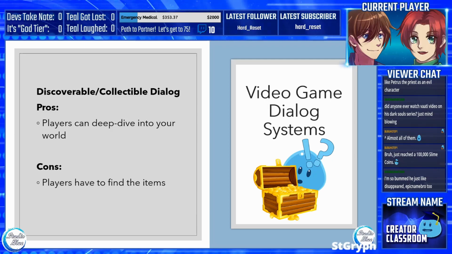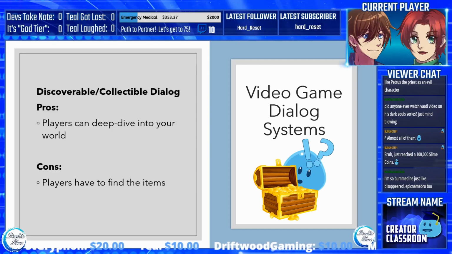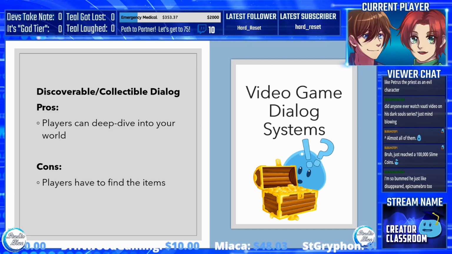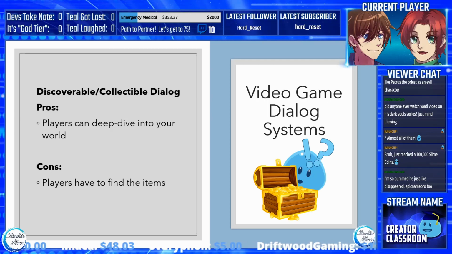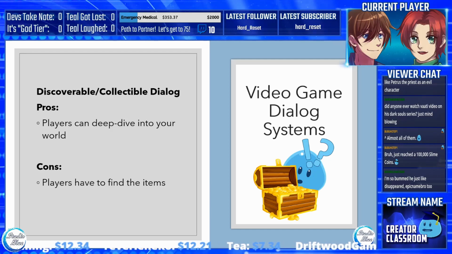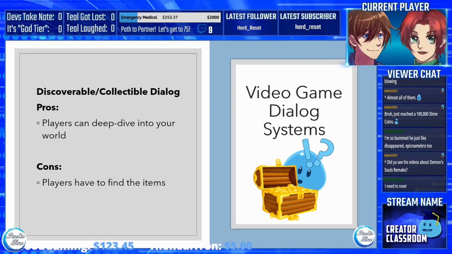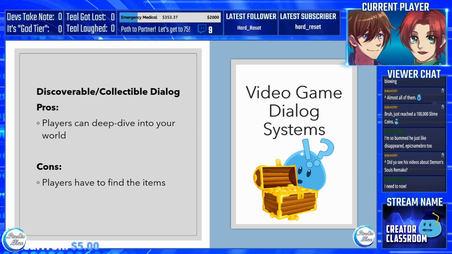And then Rilo asks, would this count like the Fallout having specific dialogues on lock if you pick a specific perk? In reference to collectible and discoverable dialogue. Yes, and I'm assuming the specific perk you're referring to is the intelligence perk where you can hack terminals. There are some terminals in games like Fallout where if you don't have a high enough hacking, you can't get into that terminal and read the story.